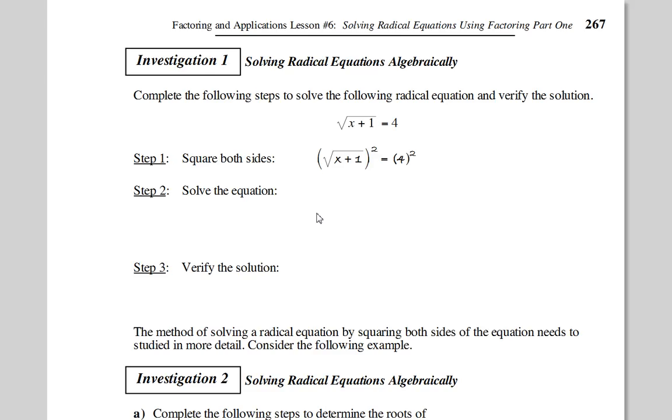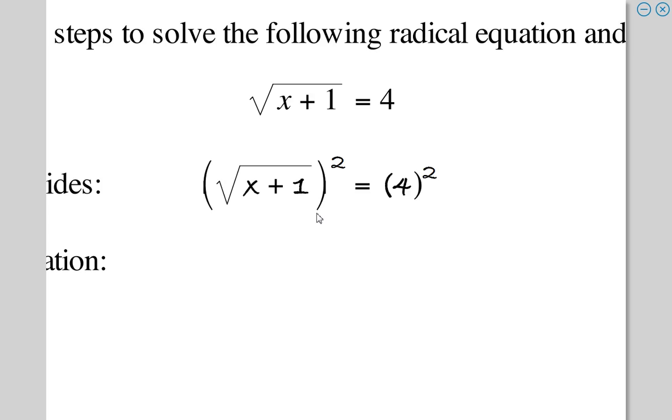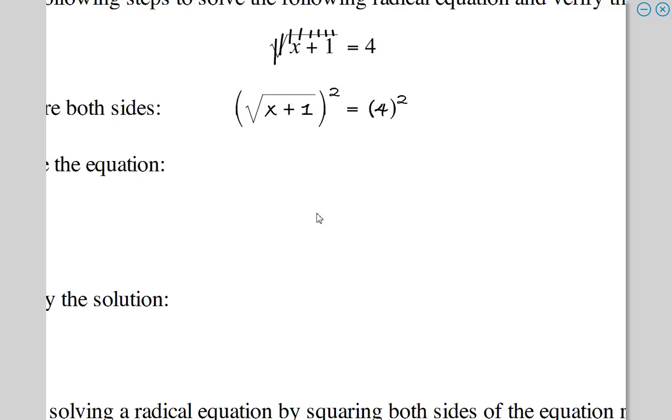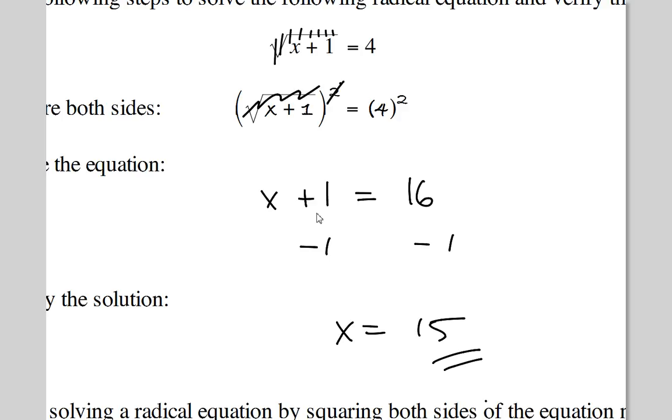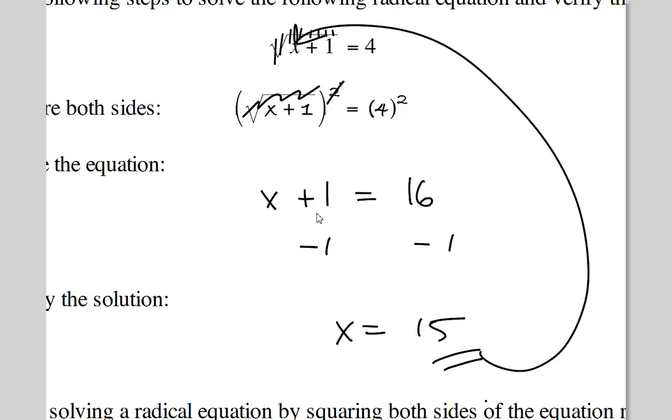Okay. So if you take a look at the investigation, what are you doing to both sides? You're squaring both sides. What that will do is it will get rid of that square root symbol. It's just like the Pythagorean theorem when you're in junior high. You have to square root and square both sides. So if you square both sides, you get x plus 1 equals 16, because the square and the square root cancel out. And then you minus 1, and you get 15. And then you'd want to plug this back in just to double check you did it correctly.